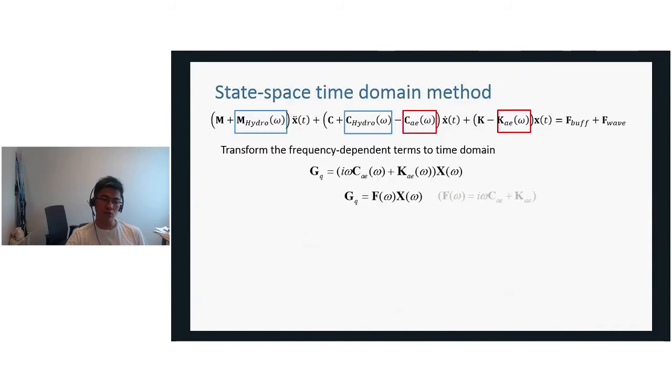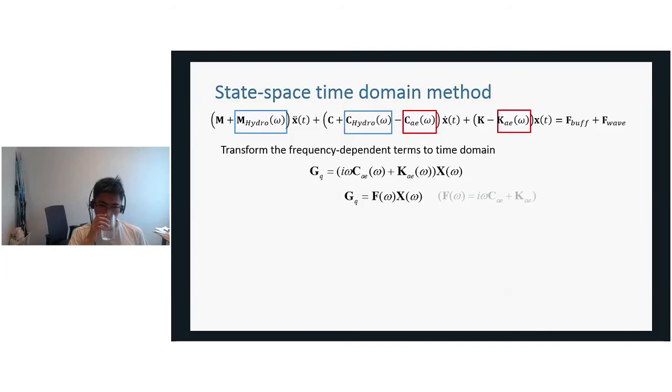And this is the motion equation of the floating structures. M, C, K are the structural mass, damping and stiffness. The M hydro and C hydro are the hydrodynamic added mass and added damping. C_AE and K_AE are the aerodynamic self-excited damping and stiffness. These four terms are dependent on the oscillation frequency of the structures. So in the time domain, we have to transform these four terms to the time domain.